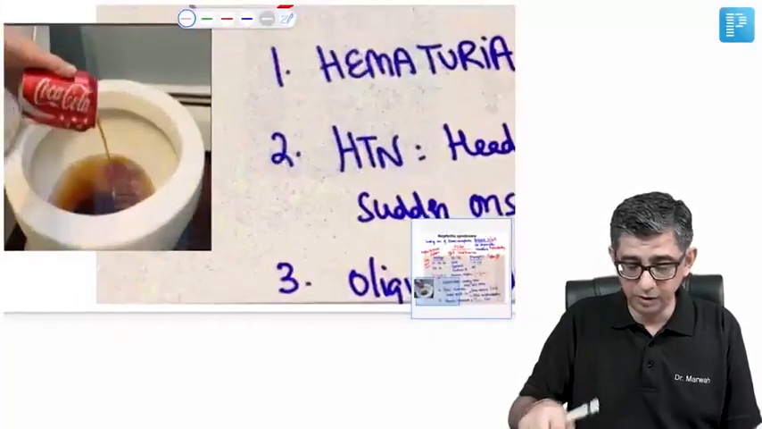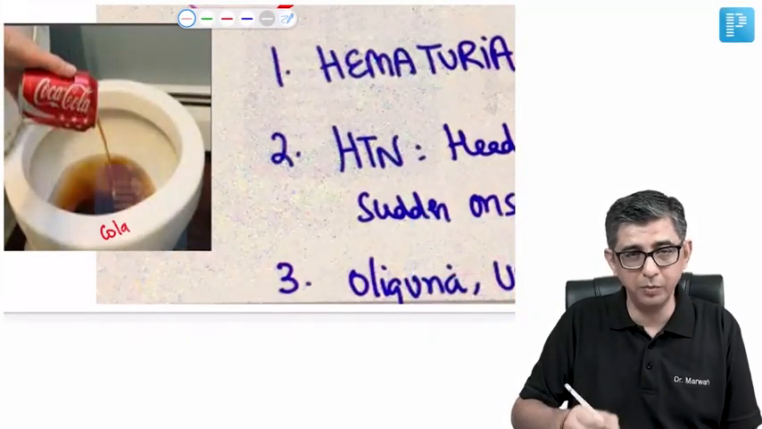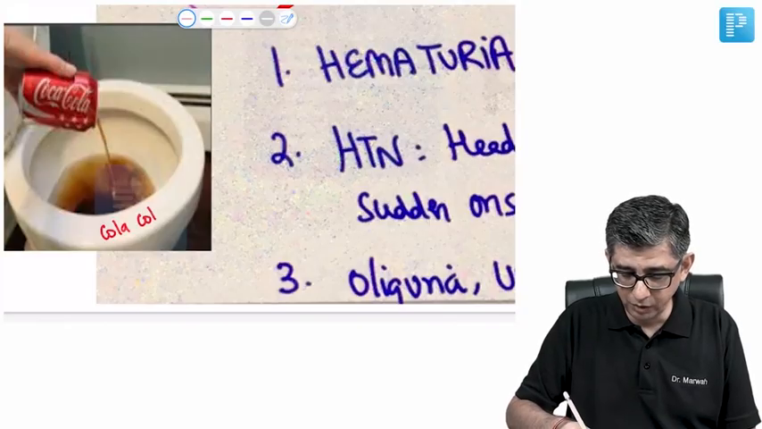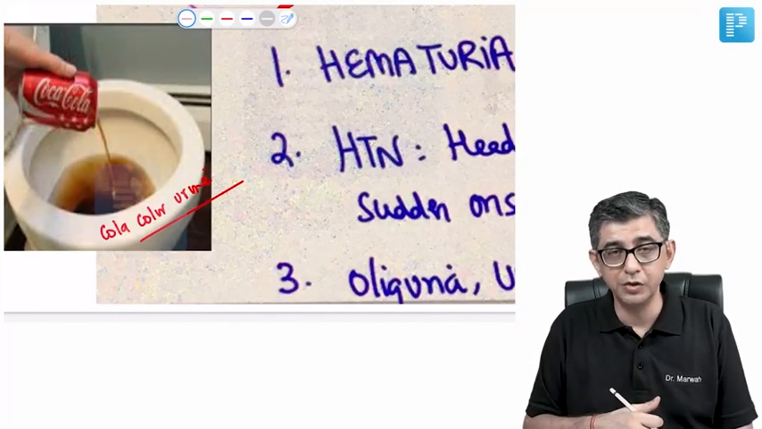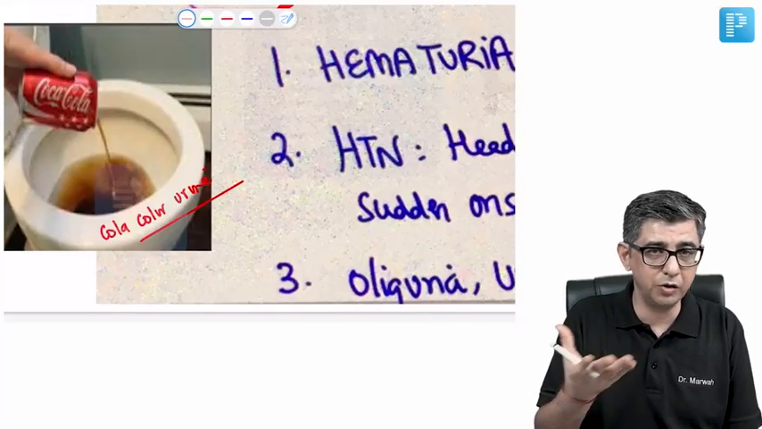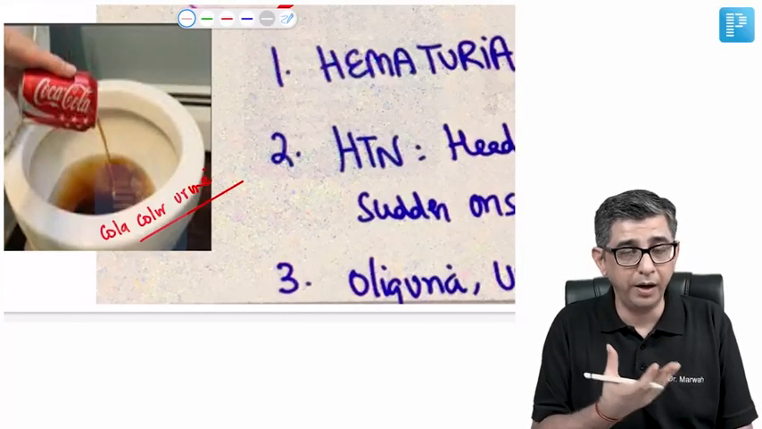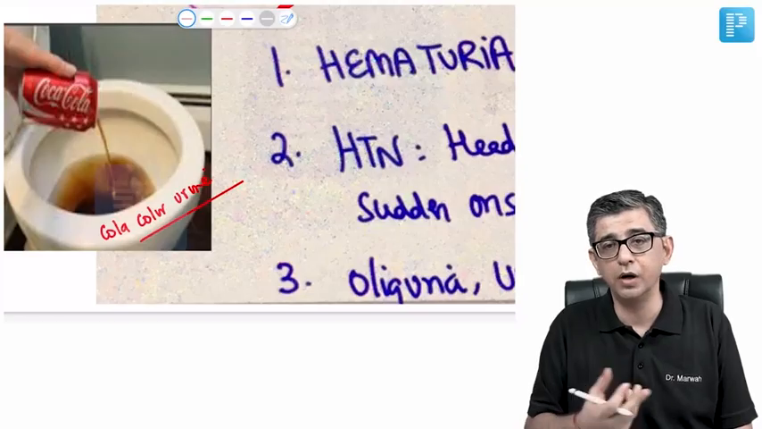And what will be the manifestations? The manifestations would be standard. I know the image looks a little ugly, but I just wanted to give you a semblance of what you mean by the word cola colored urine. This is hematuria. The RBCs will get destroyed and the hemoglobin will not be red in color. It would be brownish black. So that's like cola colored urine.